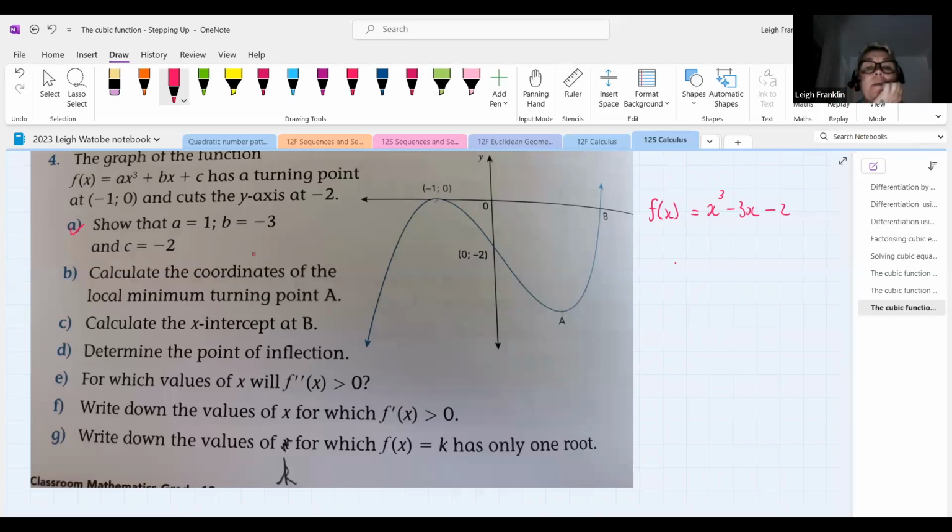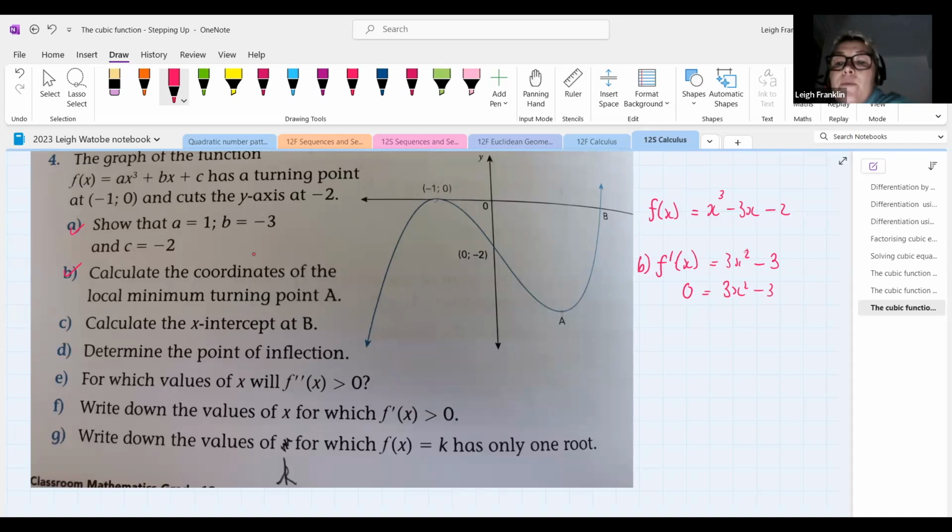Calculate the coordinates of the minimum turning point. We know how to do that as well. We've just spoken about that. So we would take the first derivative, make it equal to 0, and then go and solve. Now, we might need that answer in these questions. So let's just do that very quickly. So for part B, we're going to take our first derivative. That would give us 3x squared minus 3. So we have to make that equal to 0.